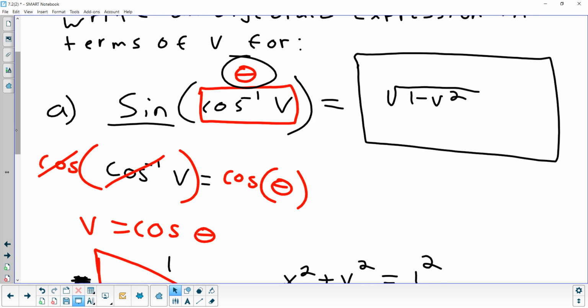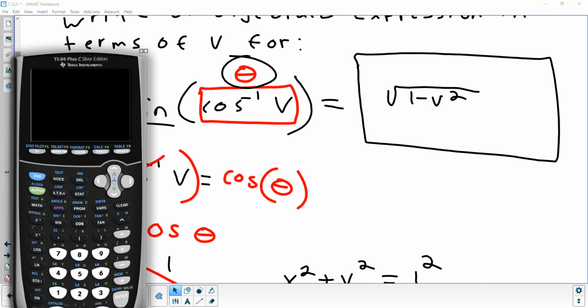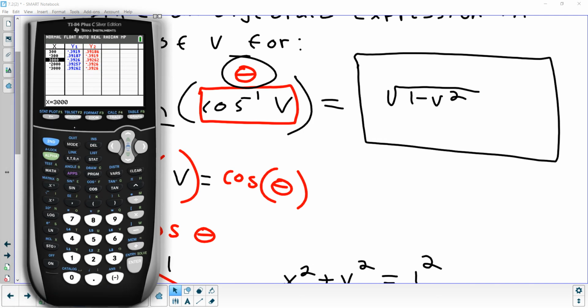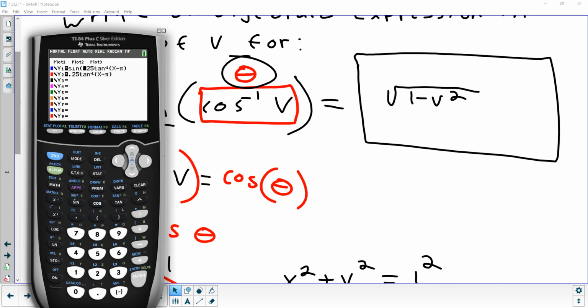Now I could check that with a single value and make sure it works. But how could I check it on a graphing calculator? What's something I could do to confirm those two things are exactly the same? Yeah. Graph each of them. And if they're the same, then they should line up exactly, right on top of each other. So we got the sine, let's clear that. The sine of the inverse cosine of x, and then we're going to put in the square root of 1 minus x squared.